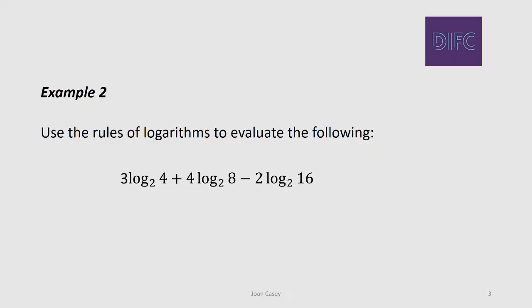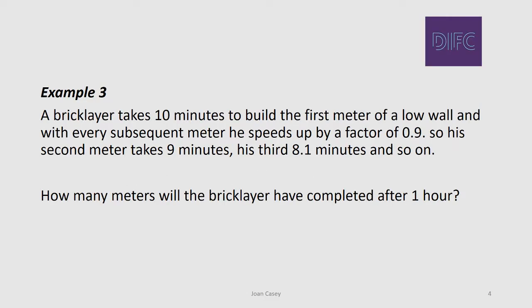Number 3 is a practical problem. So here we've got a bricklayer. It takes 10 minutes to build the first metre of a low wall, and with every subsequent metre he speeds up by a factor of 0.9. So his second metre takes 9 minutes, his third metre takes 8.1, and so on. How many metres will the bricklayer have completed after 1 hour? Okay, let's take a look.